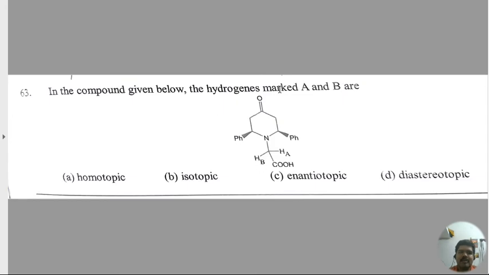Now question number 63, the hydrogens marked A and B are. Look at the relationship between HA and HB. If you replace HA with another isotope, deuterium, nitrogen will be the first priority group, and then COH, then deuterium, right? So this will be anti-clockwise. But if you replace HB by D, what is going to happen? Nitrogen is the first priority, COH the second priority, then comes D. Then this will be clockwise rotation. Configuration is changed, so it will be diastereotopic.